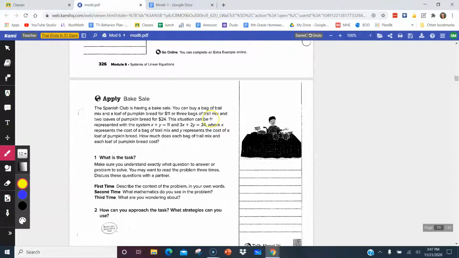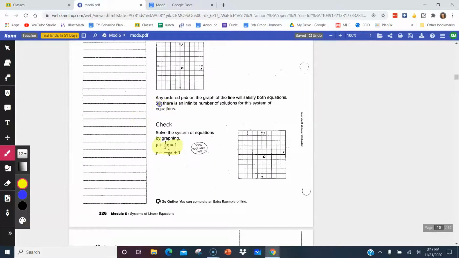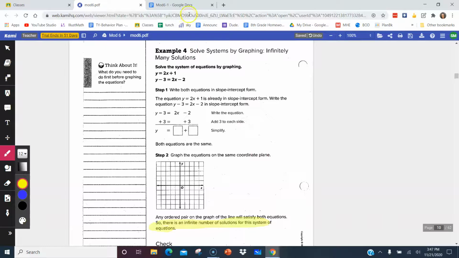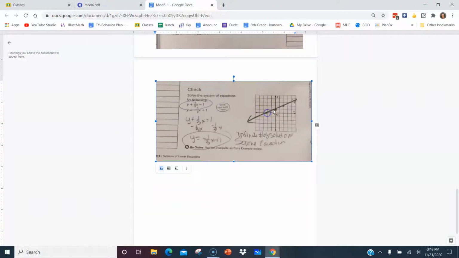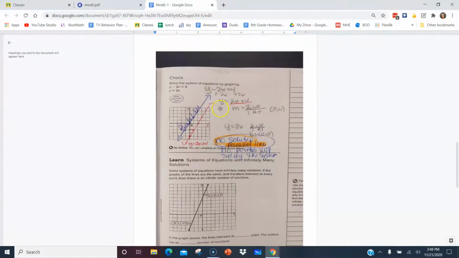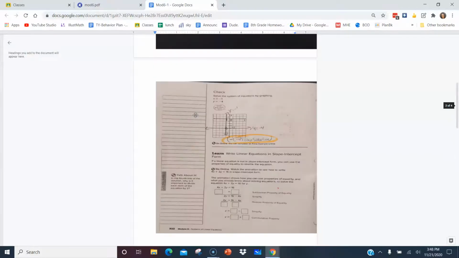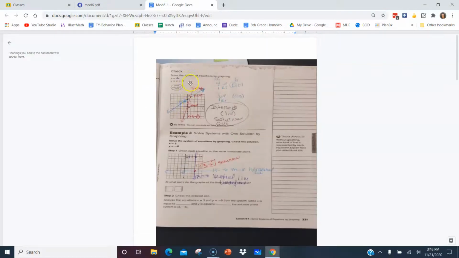When you graph that, you'll find it's an infinite number of solutions, because any ordered pair I pick off this line works for this equation and this equation. In this other case, no ordered pair will ever satisfy both of these equations because they are parallel lines. They never intersect. Here I have one point that works for both of them, where they intersect at that one spot. That's one solution.